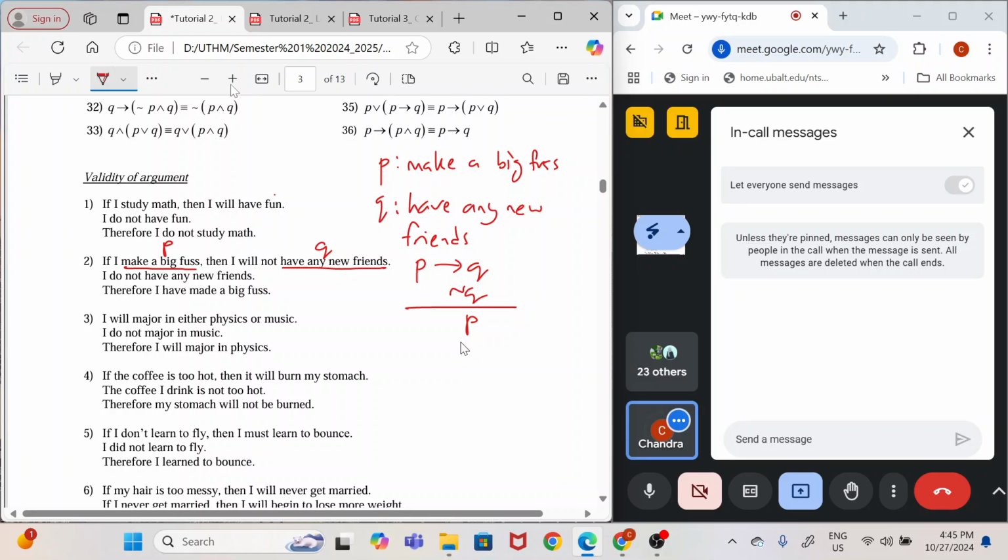Try number 3 now. Number 3, major in physics. Okay, number 3, P is major in physics. Q is major in music. Physics and music. Try this.